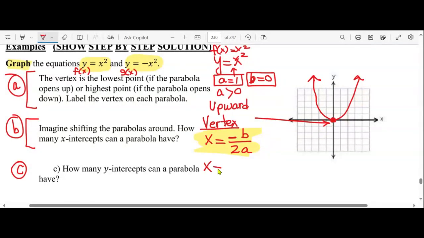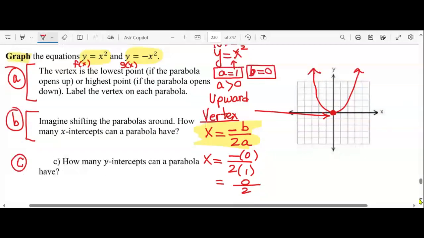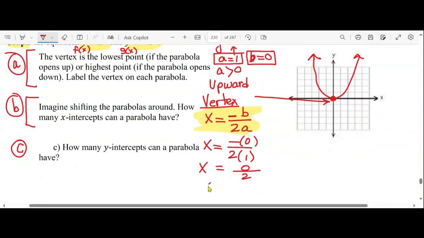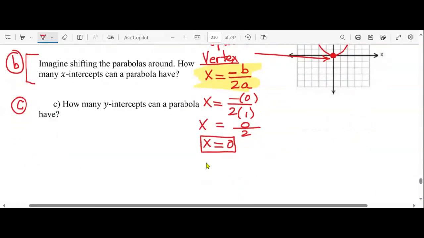So how much is B? We said it is 0, correct? Yes, 0. And how much is A? We say it's 1. So that's equal to 0 over 2. How much is 0 over 2? 0. Okay, so we get how much x is. Can we get how much y is?